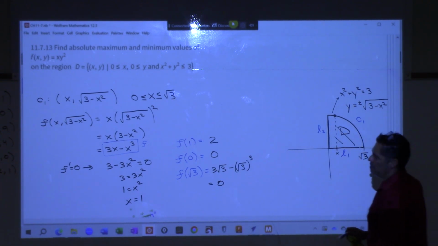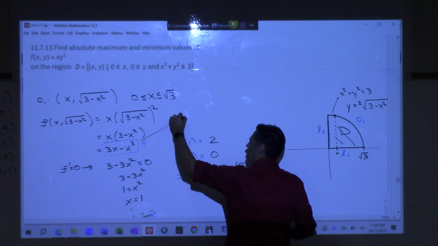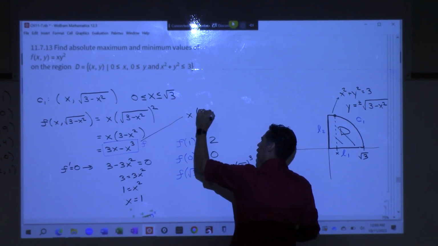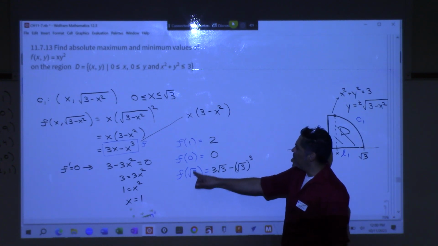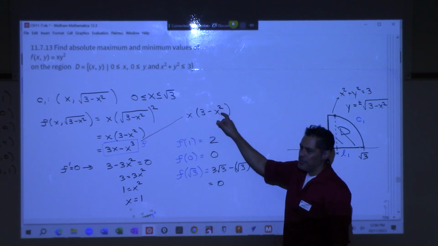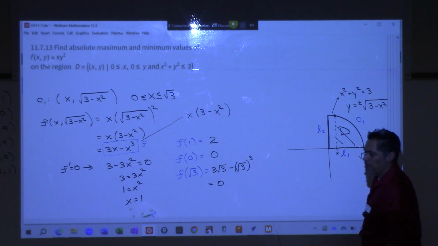If you don't like that, then you could have taken this and factored an x out, and then you would have got this. And now you can see if you plug in root 3 squared is 3, 3 minus 3 is 0. So either way, you should get 0.